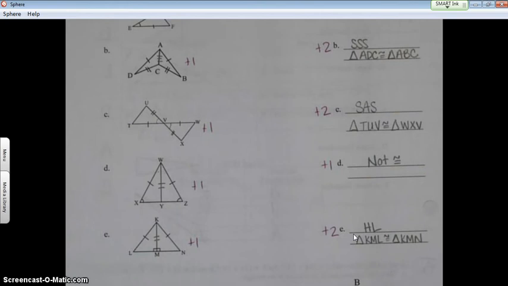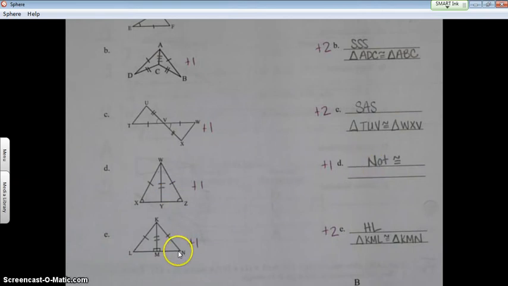Part D is only worth 2 points because when you mark what you can, so you mark this side, WY, that's reflexive, you get a point, but these are not congruent. We do not have an angle side-side. Okay, that does not work, so that's not congruent.